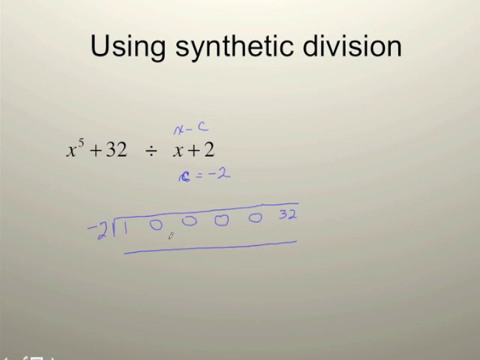We follow the same steps. Bring down the first coefficient, which is 1. Take 1 times negative 2, which is negative 2. Adding, I'll get negative 2. Negative 2 times negative 2 will be 4. Adding, 4. Negative 2 times 4 is negative 8. Adding, I will get negative 8. Negative 2 times negative 8 is 16. Adding, I'll get 16. And negative 2 times 16 will be negative 32. And I'll have a remainder of 0. So my quotient for this problem, this was an x to the 5th, so this goes down one degree: x to the 4th minus 2x cubed plus 4x squared minus 8x plus 16. And my remainder was 0.